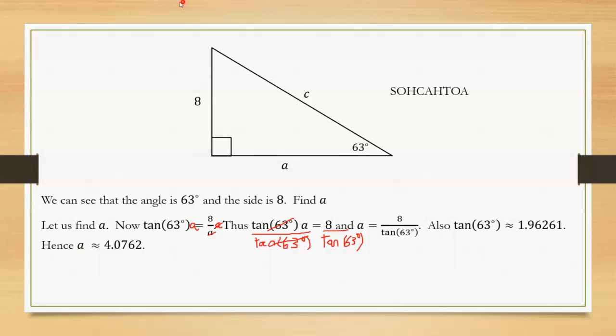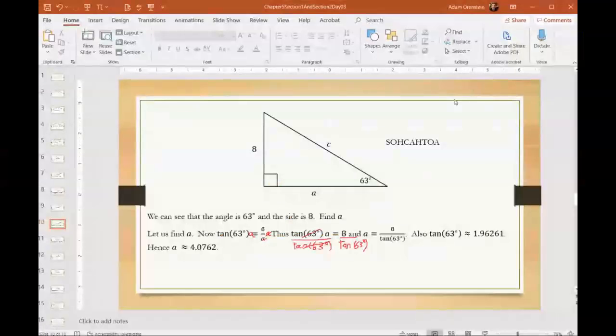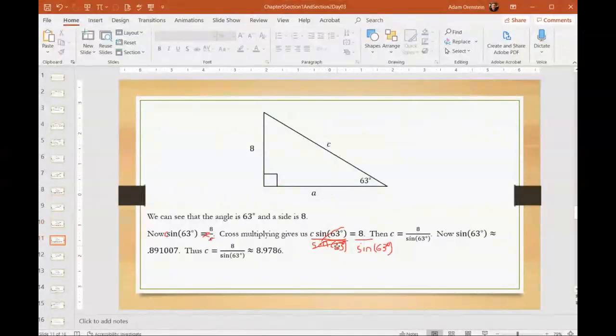Well, now we have to get C. Now, we have the opposite. We want the hypotenuse. We have the opposite, we want the hypotenuse. How are we going to do that? What trig function do we use? Opposite, hypotenuse. We're going to use sine.